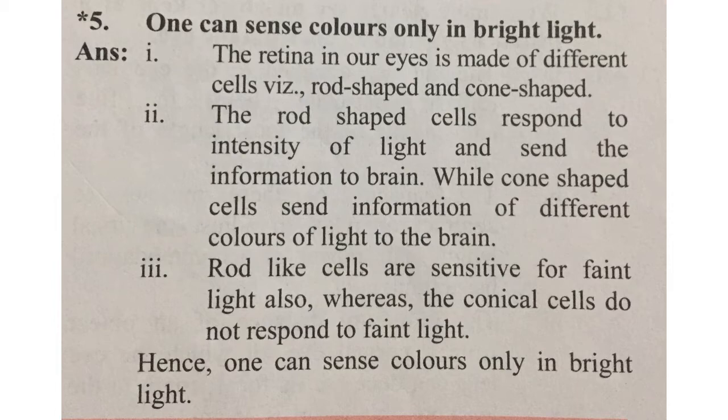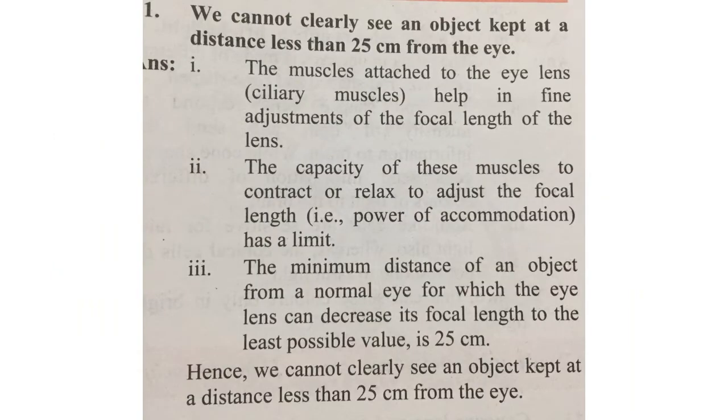When you are writing the give reasons, it's better that you write with points. Instead of writing as a paragraph, give points and write the answer. And the third give reason, we cannot clearly see an object kept at a distance less than 25 cm from the eye.